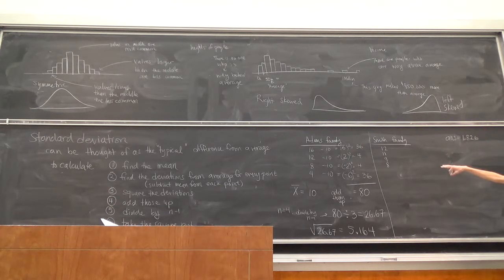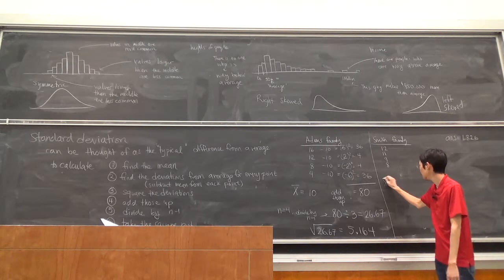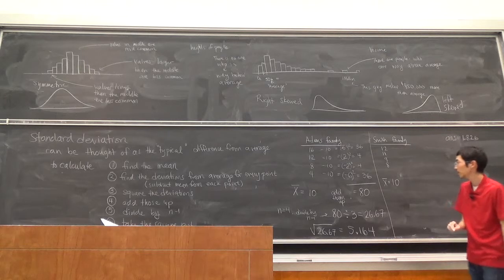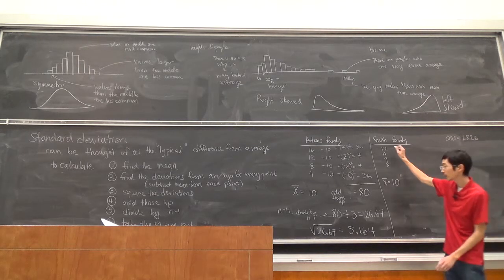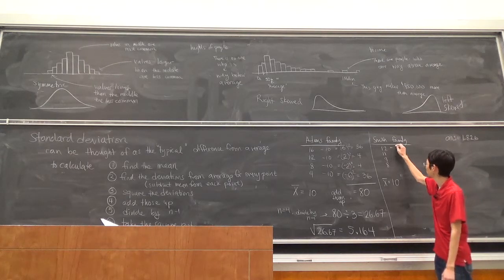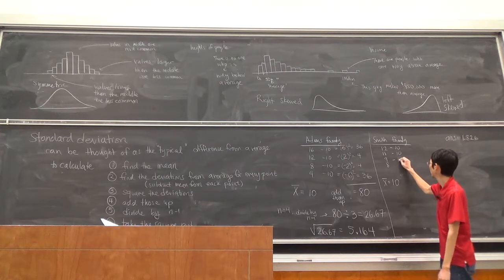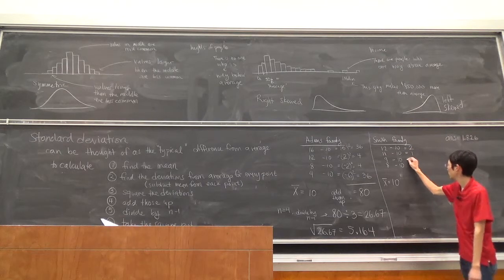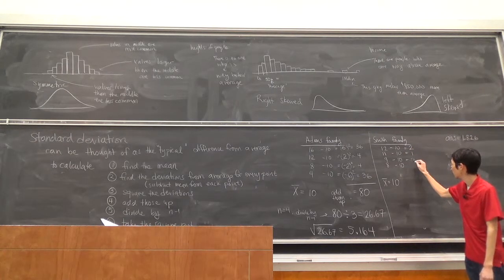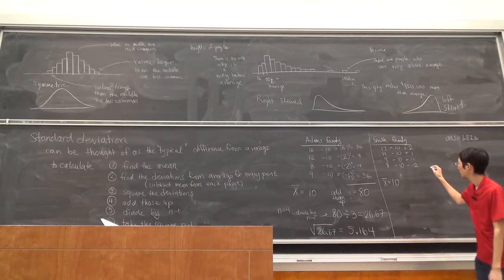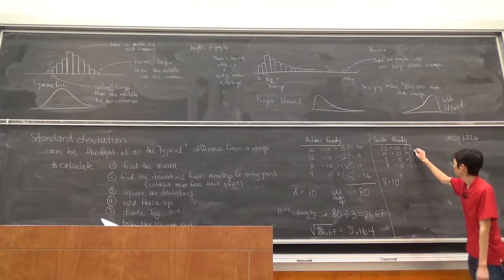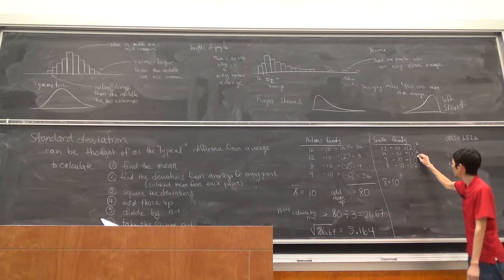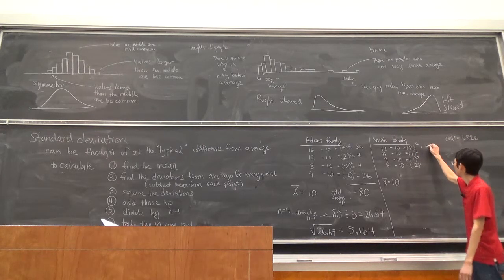I've got 4 kids. What's the average age? Step 1 is X bar, finding the mean. X bar is 10, right? The average age is 10. And I'm going to find the deviations from average for every point. So I subtract 10. And I see that the oldest kid is 2 years older than average. This one kid is 1 year older than average. This guy is 1 year younger. And this guy is 2 years younger. Okay, or girl. The next step is to square each of these deviations. And I get 4, 1, 1, and 4.